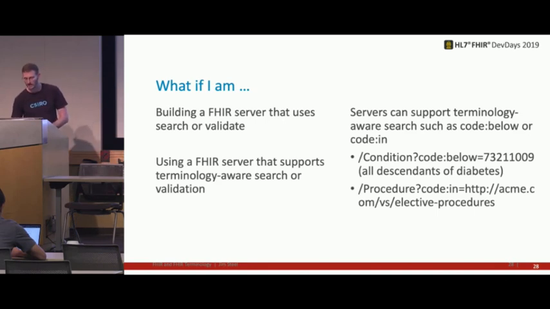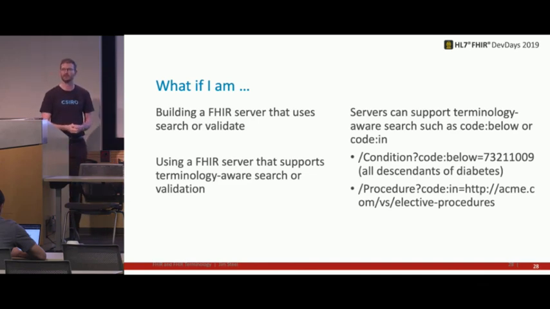Likewise in procedure, this search allows us to say, show me any procedure whose code is in the value set that I've defined as my elective procedures value set. And that's a really useful thing to be able to do on a server. It gives people who are trying to gather data from the server a lot more power in terms of being able to select which resources they're interested in.